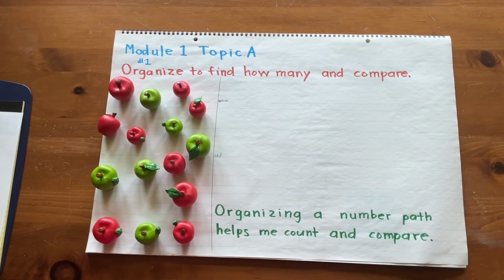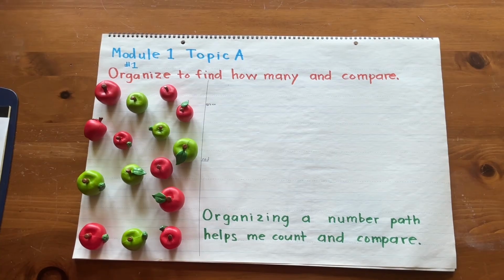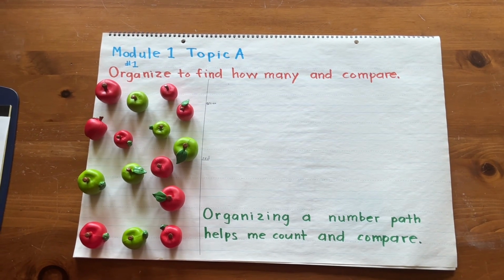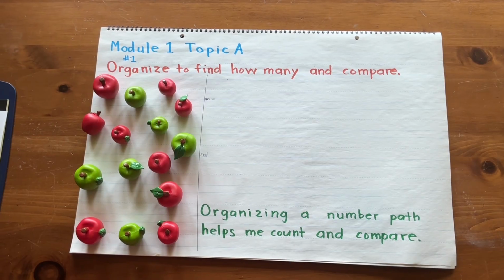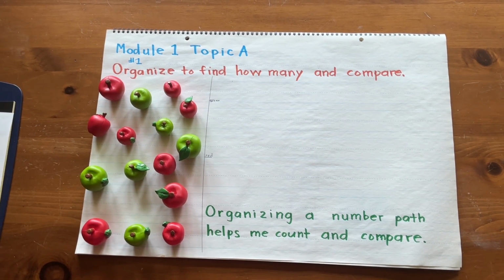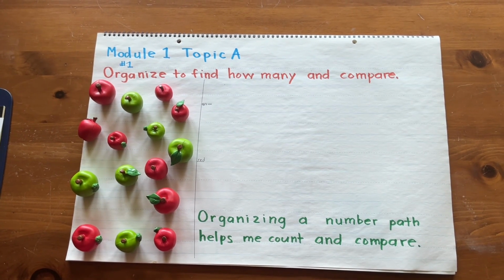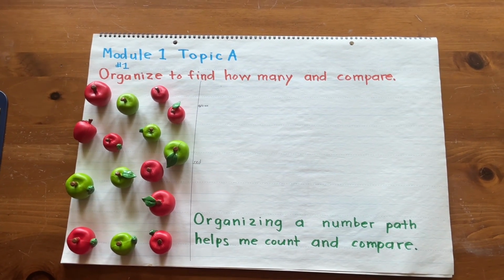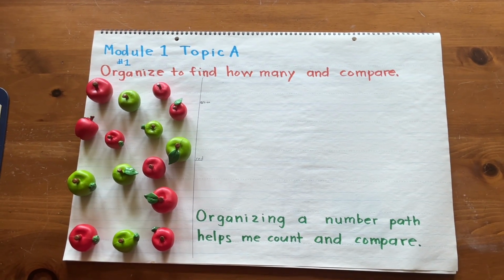Module 1, Topic A, Lesson 1. Organize, define, how many, and compare. So scholars will see an arrangement of objects, and they will need to separate them and then compare. So when we look at this, we decide how we can separate it.